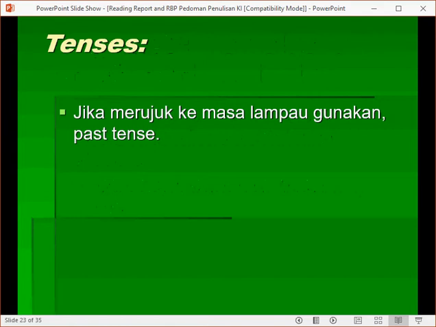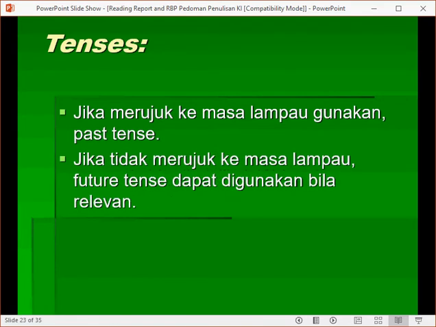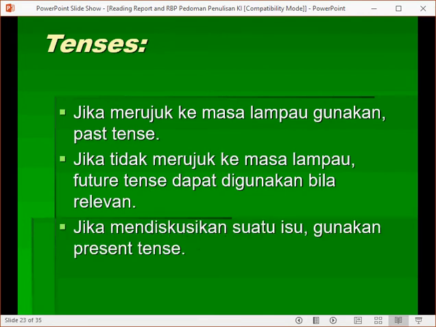This is very important for the language of writing a report: tenses. If it is past, you have to use past tense. If there is no indicator for past tense, a future tense can be relevant. If you discuss one issue, you have to use present tense.